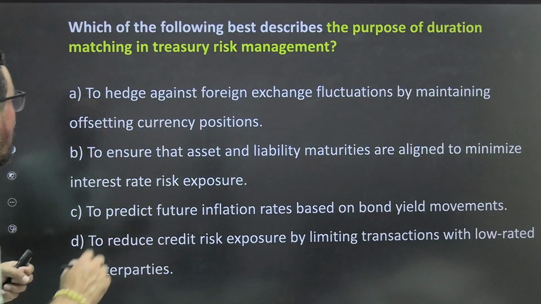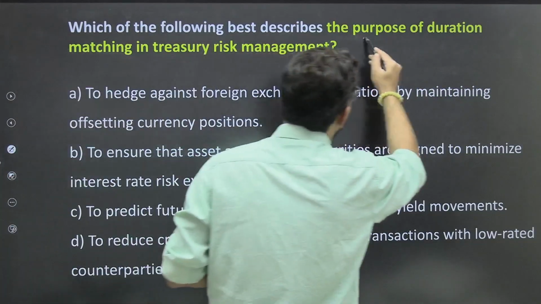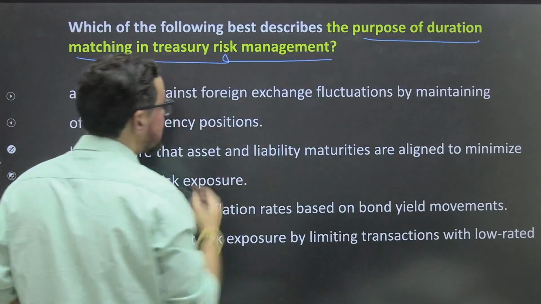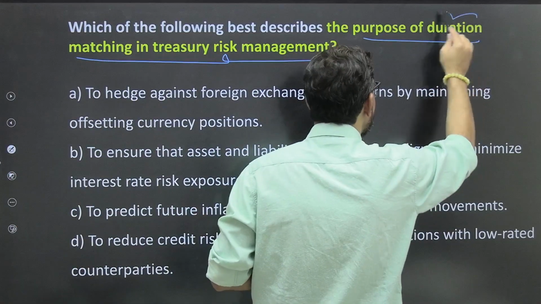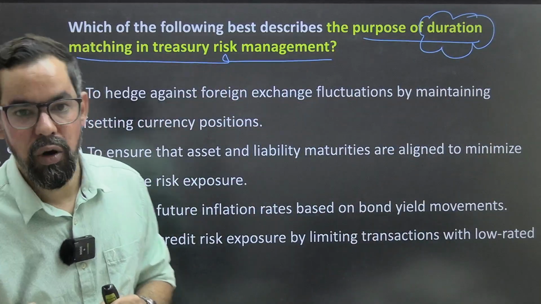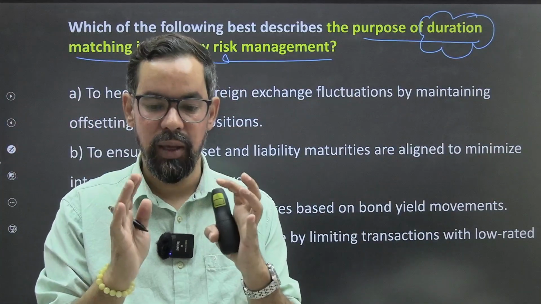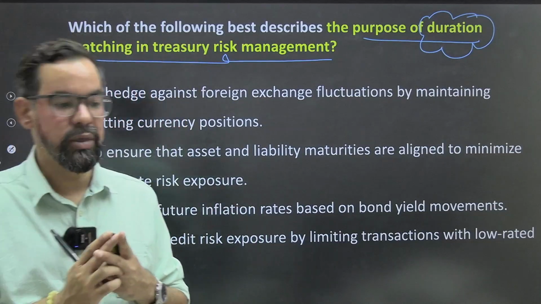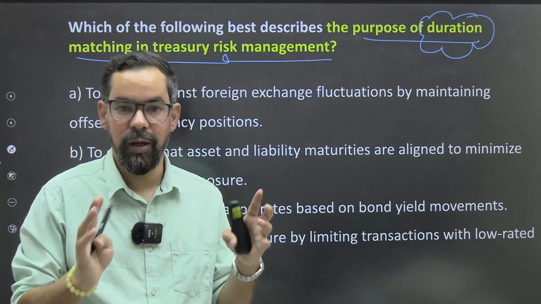Okay? Next one. Which of the following best describes the purpose of duration matching in Treasury Risk Management? So I hope you remember this particular terminology, duration. It is something related to bond investing. Okay? So in the case of bonds we have two terms. One is maturity, another one is duration. Okay? So maturity is defined by the issuer itself.